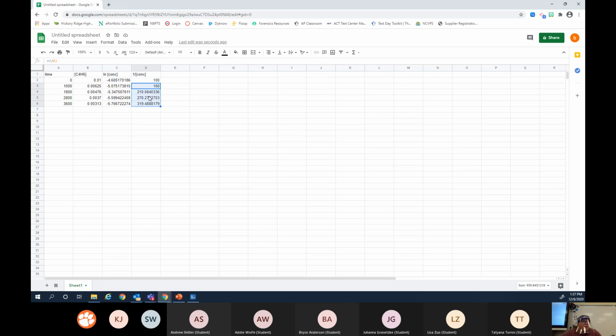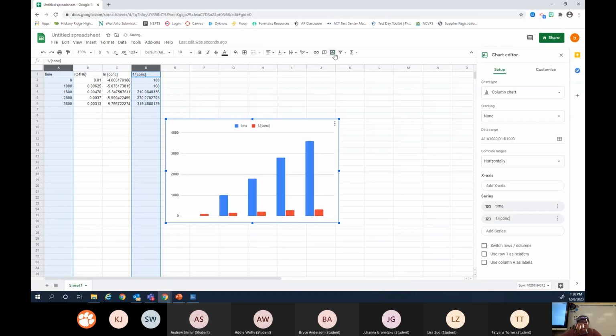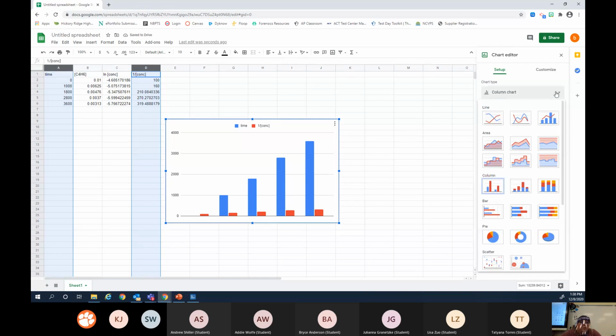And now we can graph that as well. So remember, if you want to highlight different sections, we highlight A. And since we want it to graph with D, hold down Control when you select D, and it will select both columns. You can insert a chart. And we don't want a column chart. We want a scatter plot.